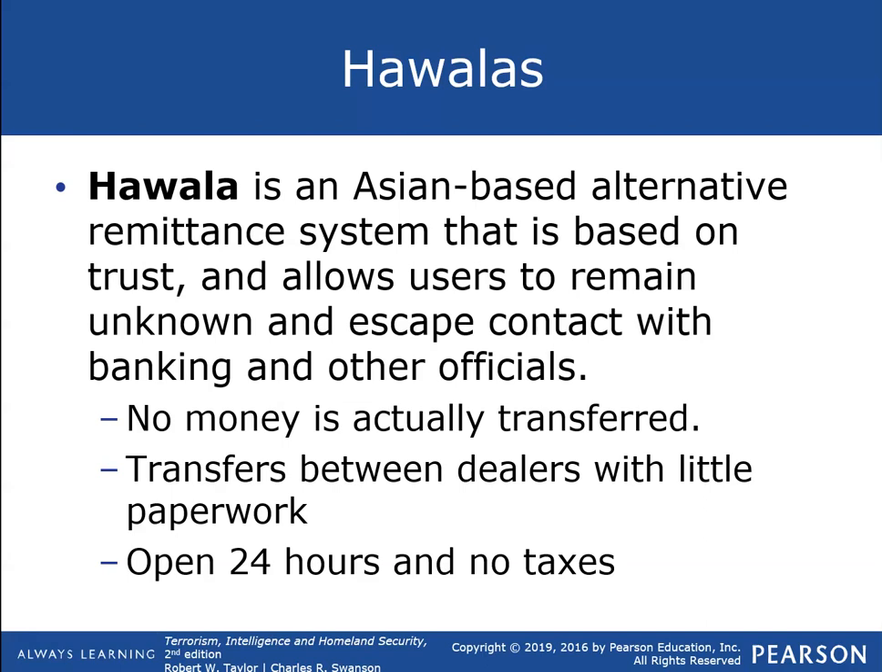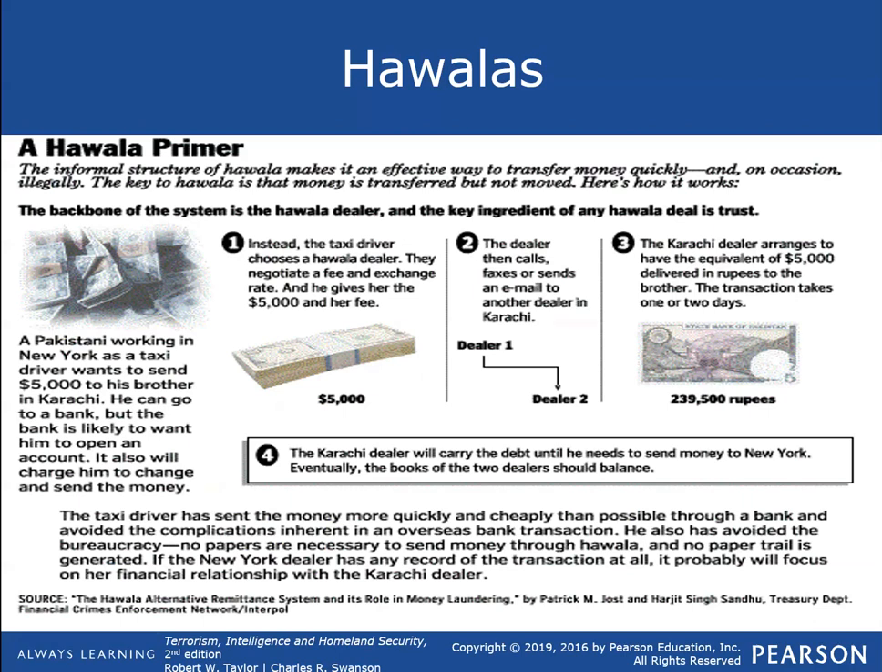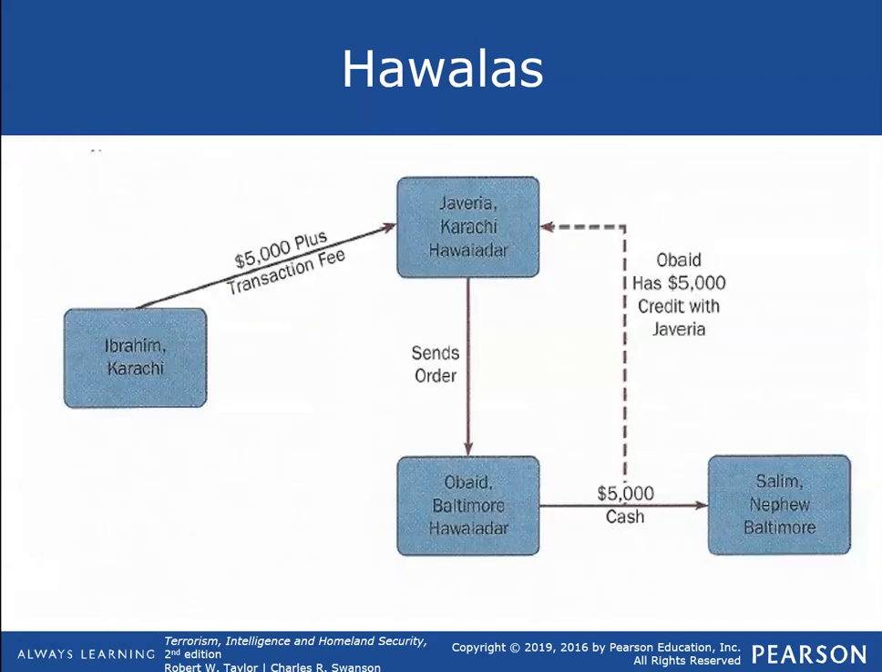So there's really no way to trace it. It's on a trust basis, if you will, and it's 24 hours, 7 days a week, and there are no taxes. But again, it's very, very difficult to track because there really is no paperwork. It's all built on trust. And I put this chart in here, and I think I had it in chapter 5 as well. But this is an example of what hawala is and how it actually works. So if you want to take the time to take a peek at that, you can go ahead and do that.